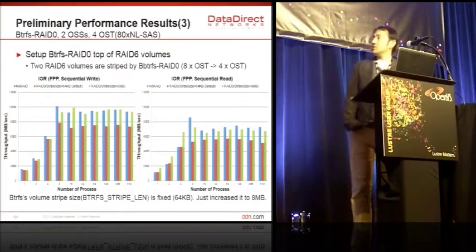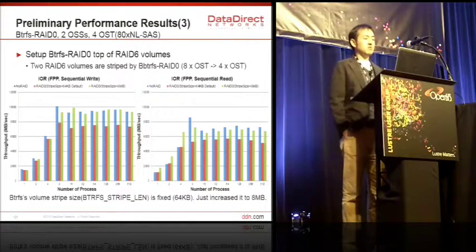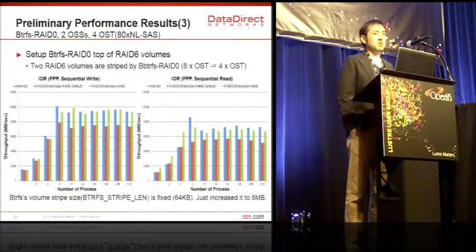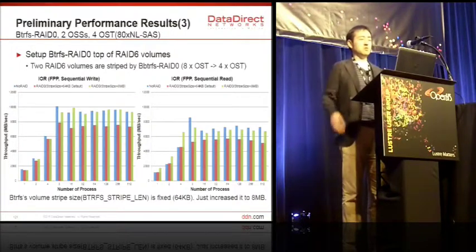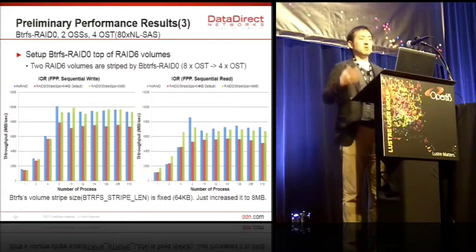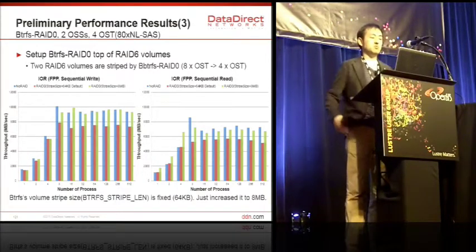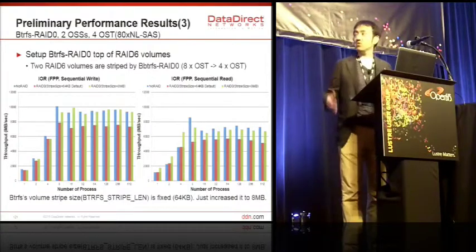This is another benchmarking result. As I said, Btrfs has software RAID capability, but we couldn't remove the hardware RAID at this point. So we created the software RAID on top of the hardware RAID 6 volume.